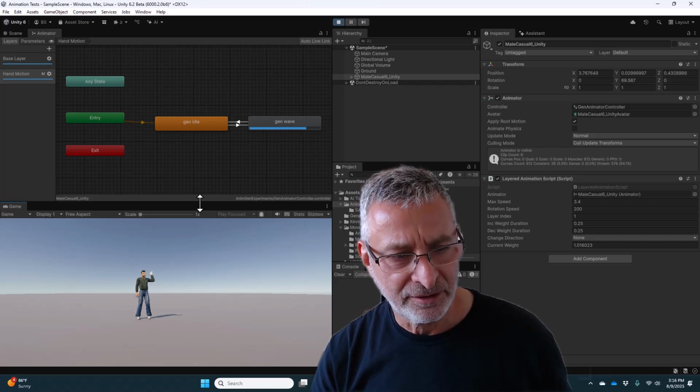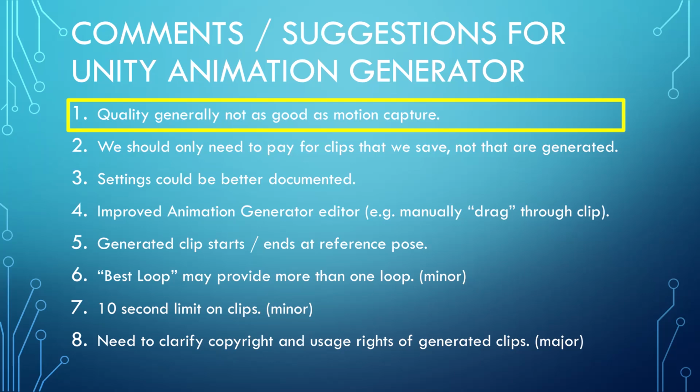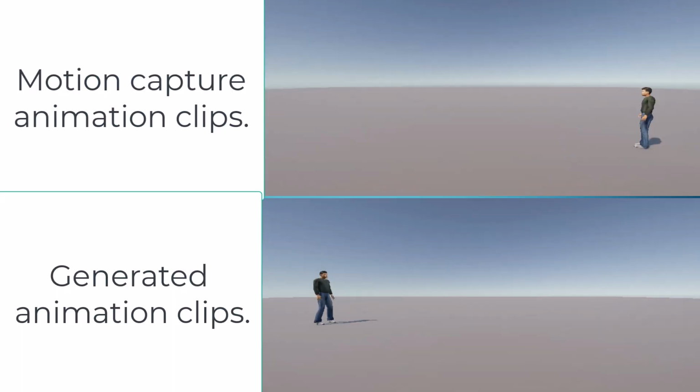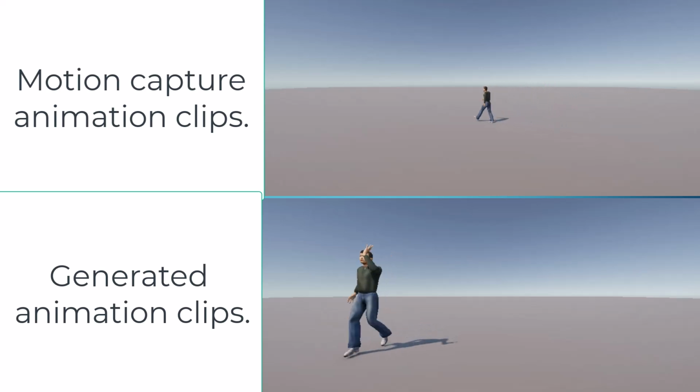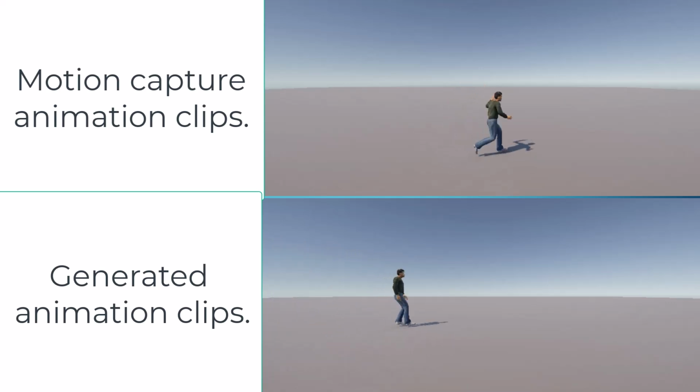Okay, so it's all working now. What specific changes would improve the animation generator? Here are 8 comments and suggestions. The quality of the generated animation clips are generally not as good as those available from the asset store that were created using motion capture. It may be that the niche for the animation generator is for more unusual, quirky clips that can't be easily obtained. For normal walking and running, it is easy to get high-quality clips even for free.